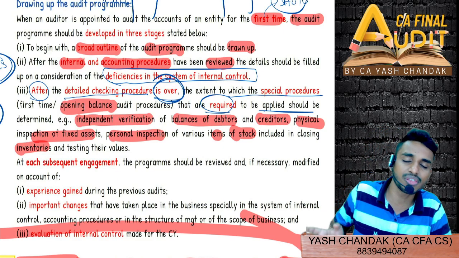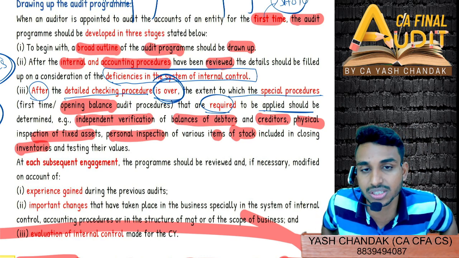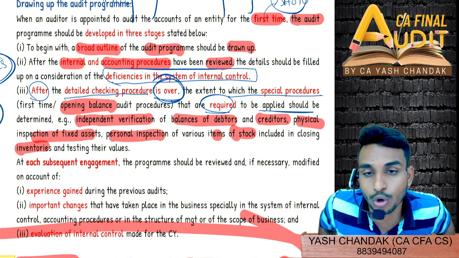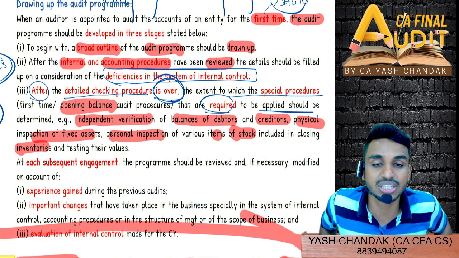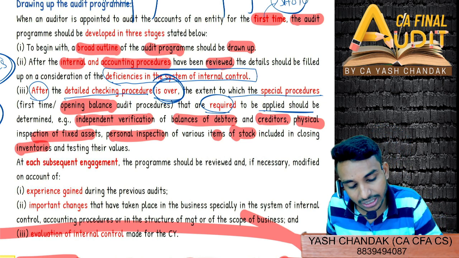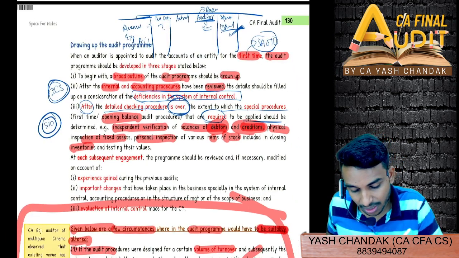Then after those procedures are over, you also have to go through the special considerations for an initial audit engagement. Example: opening balance, closing balance, and such other inspections, inventory inspection, closing inventory, initial debtors, creditors. So these are my three stages.